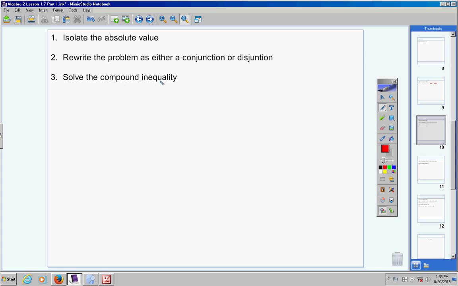Mr. Earhart, what compound inequality? This one up here, remember? In step 2, you're going to rewrite the problem as a conjunction or a disjunction. These are called compound inequalities. So you're going to solve the compound inequality that you got from step 2. Step 4, write your answer in the correct form, and we'll talk about that later.